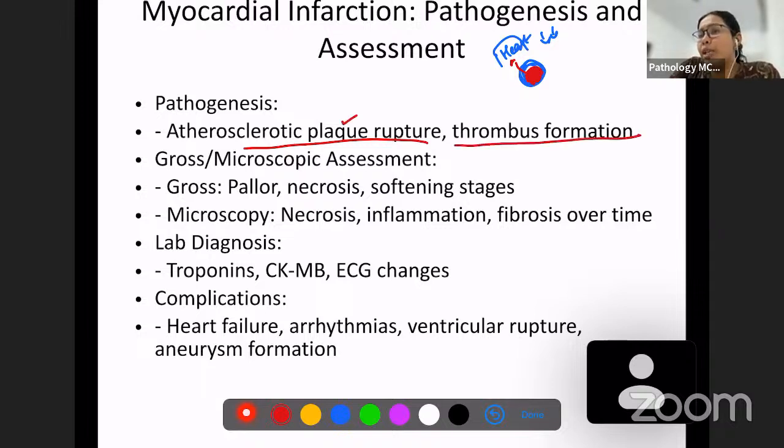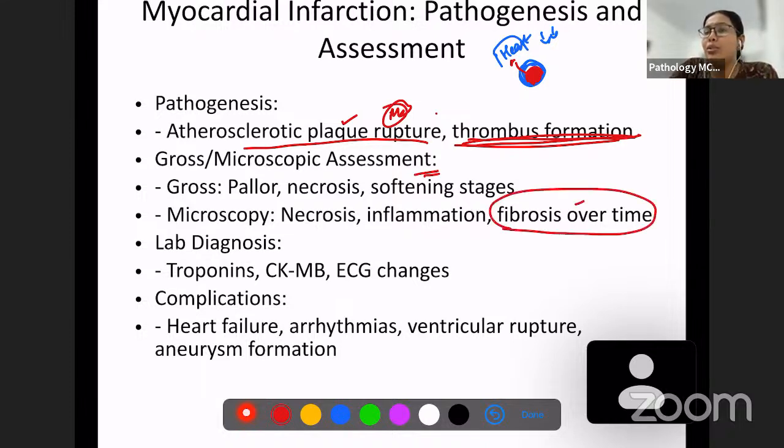Atherosclerotic plaque is the most common and most important reason which you have to remember in the pathogenesis, and then thrombus formation can also result in myocardial infarction. We know the gross and microscopic changes; we just discussed them. First gross changes, the dark mottling, then coagulative necrosis is going to occur, then neutrophilic infiltration, macrophages, phagocytosis, and then fibrosis over time. This we just discussed.